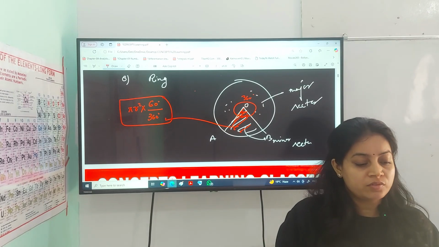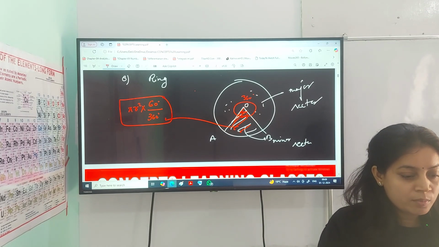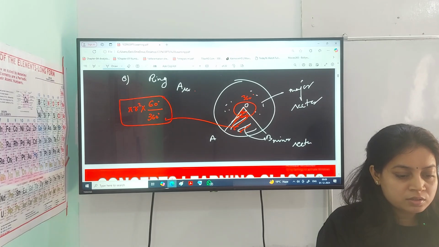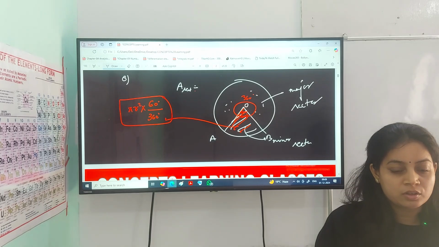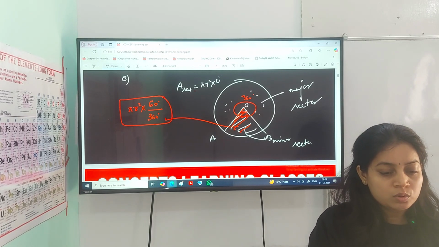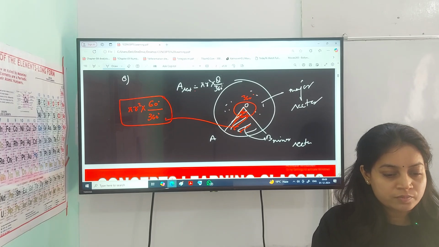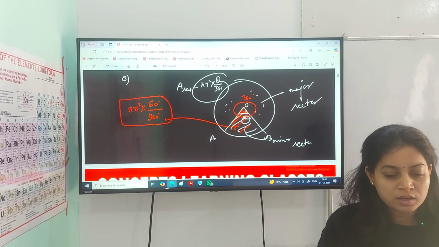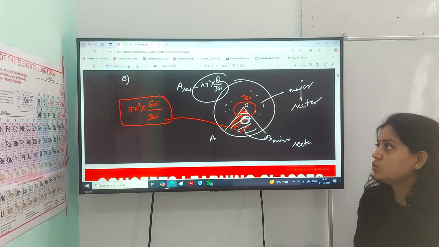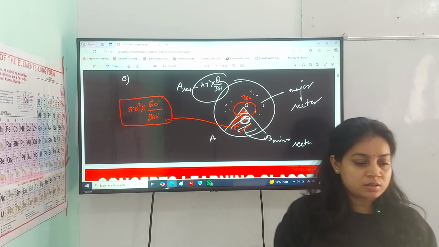You will get the area of the sector. So I'll just write the formula of the sector. Area of sector is equal to, so I'm not talking about the ring this time, I'm just talking about the area of the sector. Area of the sector is pi r square into theta upon 360 degree. So what is theta? Theta is this angle. So if you multiply the area of the circle by theta upon 360, you will get the area of the sector. Simple.